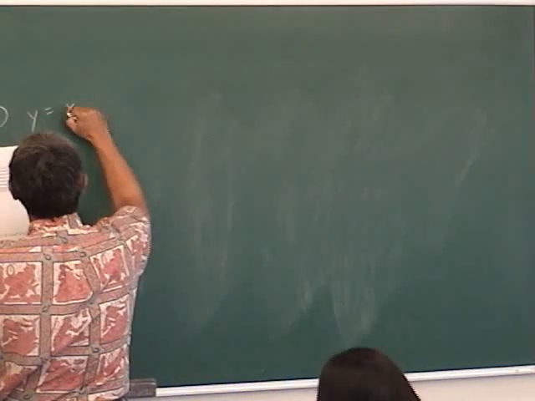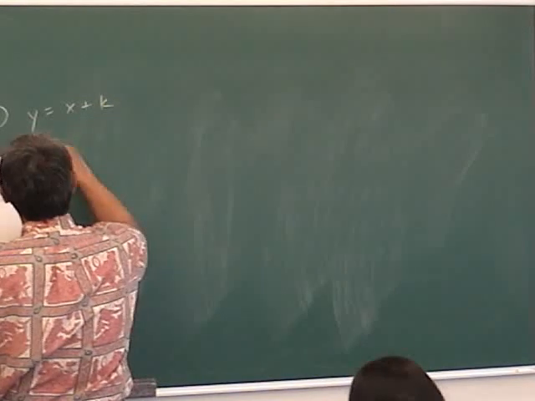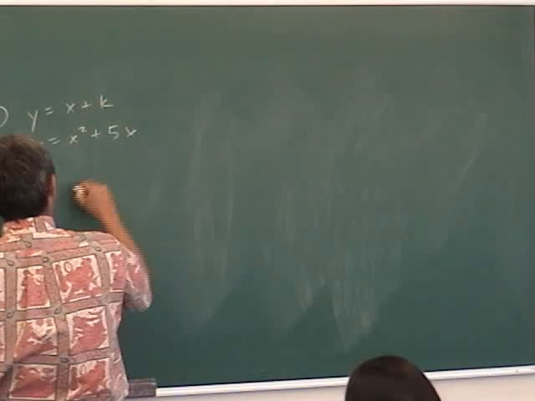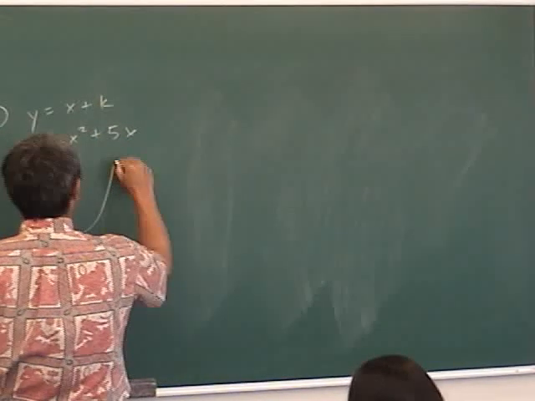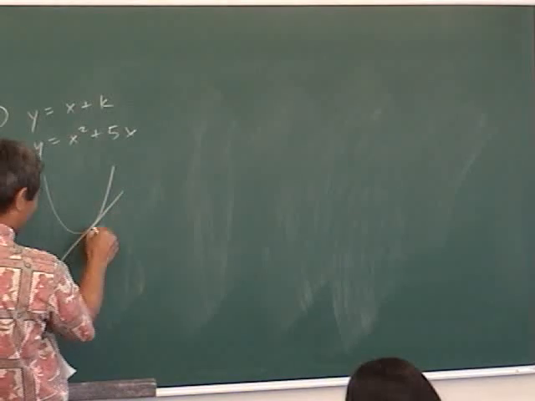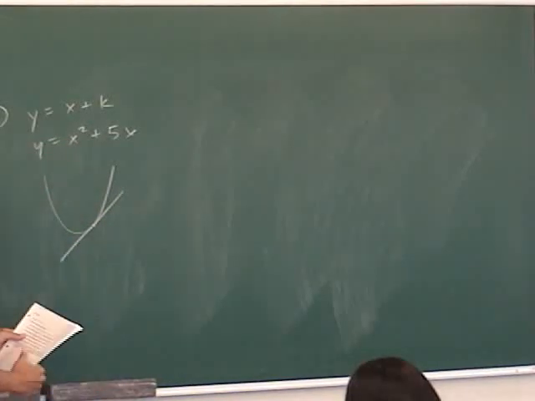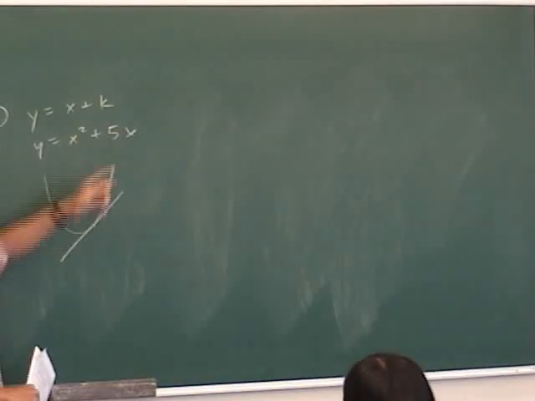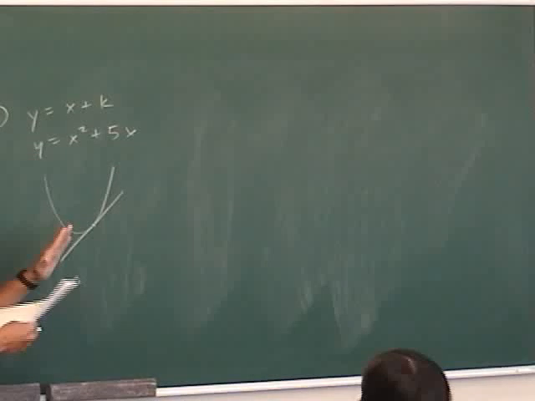Okay, y equals x plus k. Y equals x squared plus 5x. You've got a parabola and a line. It looks like this. Here's a parabola opening up, and here's a line with slope 1 that's tangent. You know what tangent means? See how it touches it at only 1 point? Okay, what does the value of k have to be so that the line touches at 1 point?